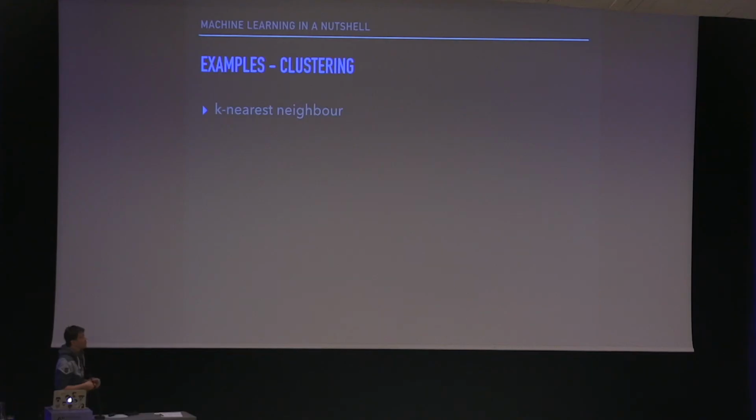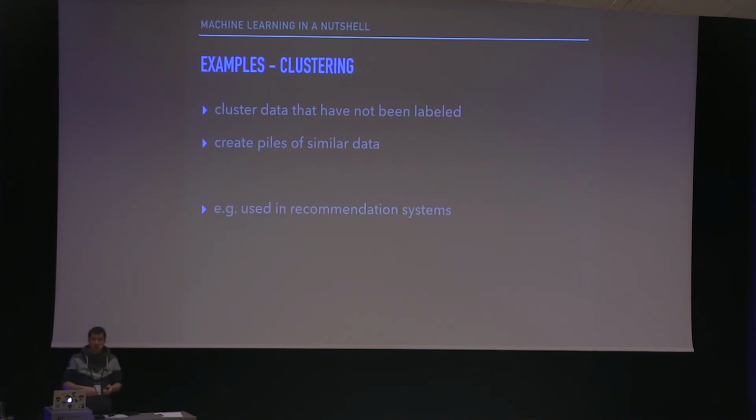And yeah, the second one, sorry, clustering. For example, the k-nearest neighbor, you use those kind of machine learning for clustering labels that don't have a data. You create piles of similar data. And you can use that for recommendation systems. For example, if you're an Amazon and it says, you bought this, maybe you want that.